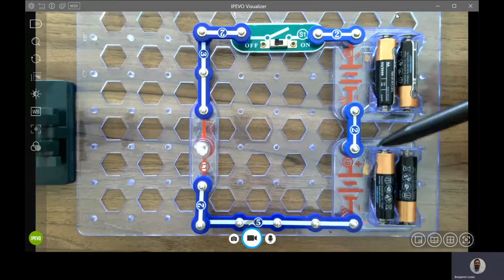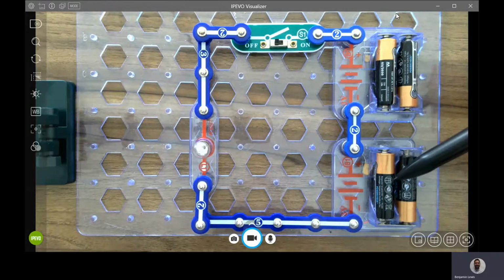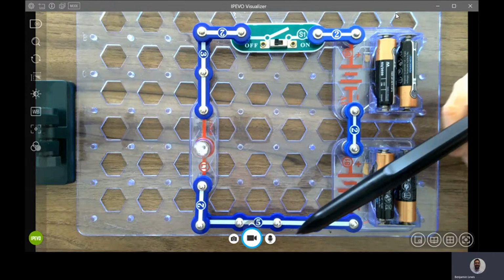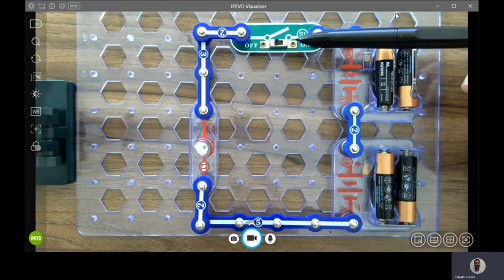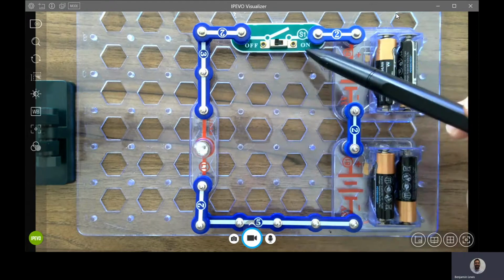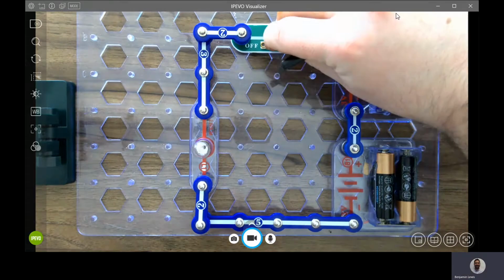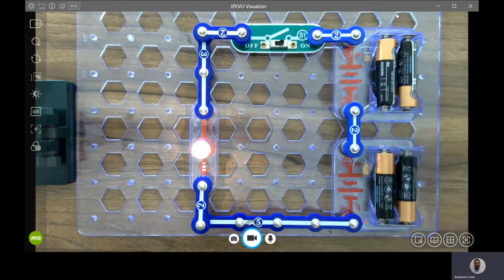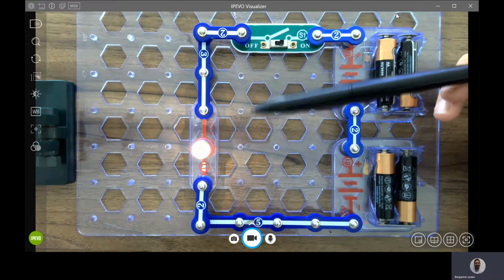4 of them. That makes a total of 6 volts that I've joined together. I've then got a circuit all joined up, and I have a switch over here. The switch is currently in the off position. I can then turn it on, clicking the switch, and we see that the light bulb comes on.